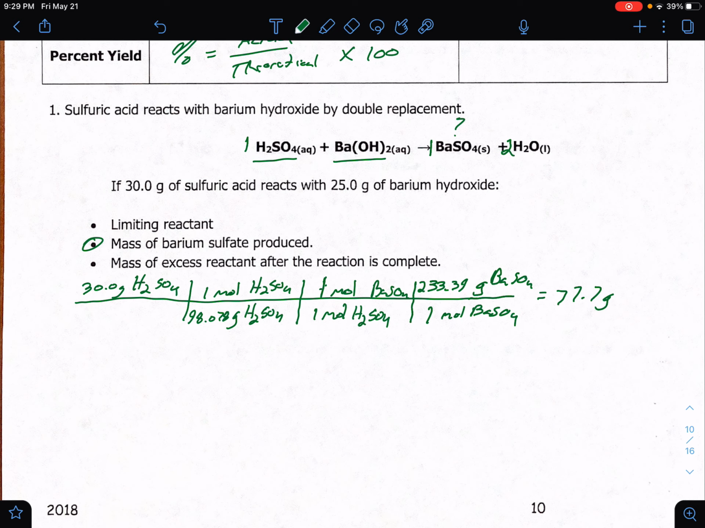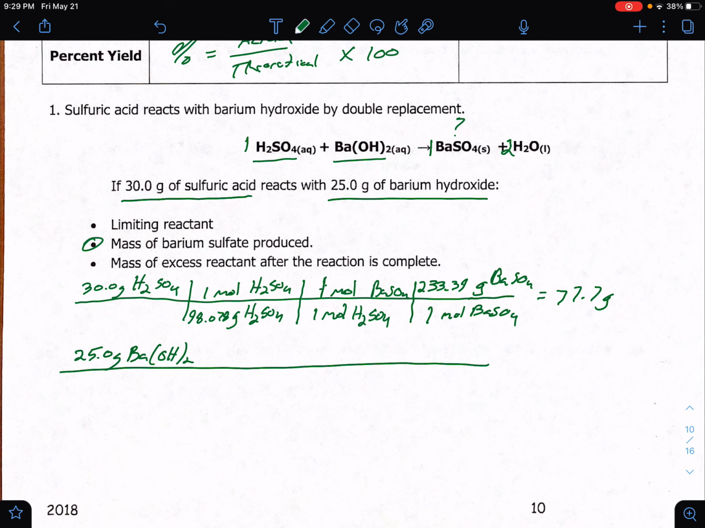Okay, so I need to do another conversion. I'm already done with 30 grams of sulfuric acid, so I need to do 25 grams of barium hydroxide next. So I'm going to start off with 25.0 grams of BaOH2. I'm going to do the same thing. I'm going to go to grams of BaSO4. So I'm going to bring grams of BaOH2 on bottom. And that's going to equal 1 mole of BaOH2 on top. Okay, and I'm going to look up the mass of that on the periodic table, and I get 171.342.